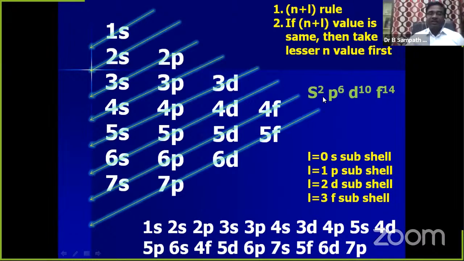The maximum electrons filled in the s orbital is only 2, in p orbital is 6, in d orbital 10 and in f orbital 14 electrons.